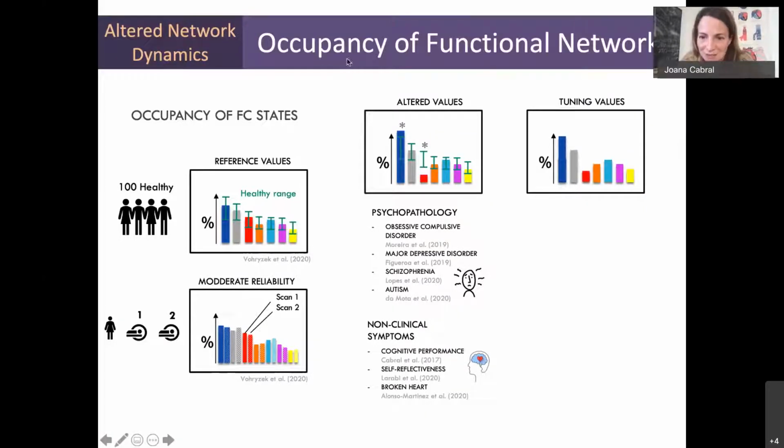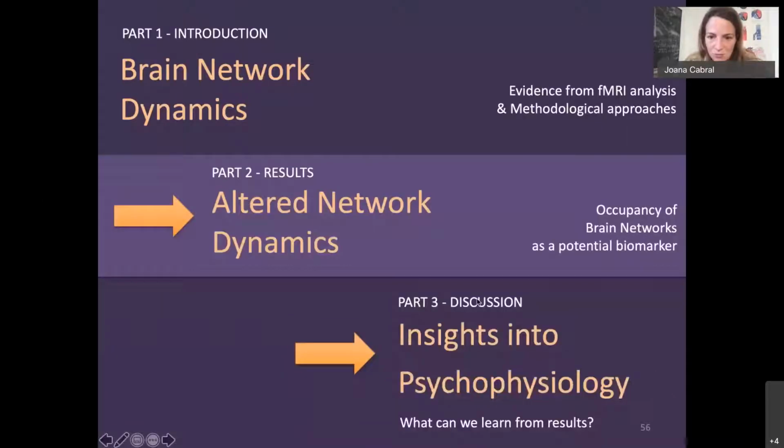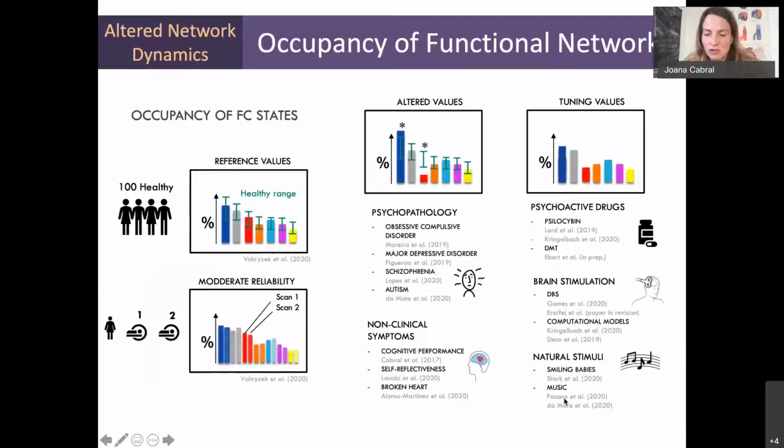And then, well, there was something wrong with these bars, but the idea is we are finding as well that we can tune these values. So we can tune the occupancy of these networks using either psychoactive drugs, also brain stimulation, and natural stimuli like music. So what I want here to recap is that there seems to be important information in the dynamics of these networks, or how much they prevail over time, that can help us better understand brain function.